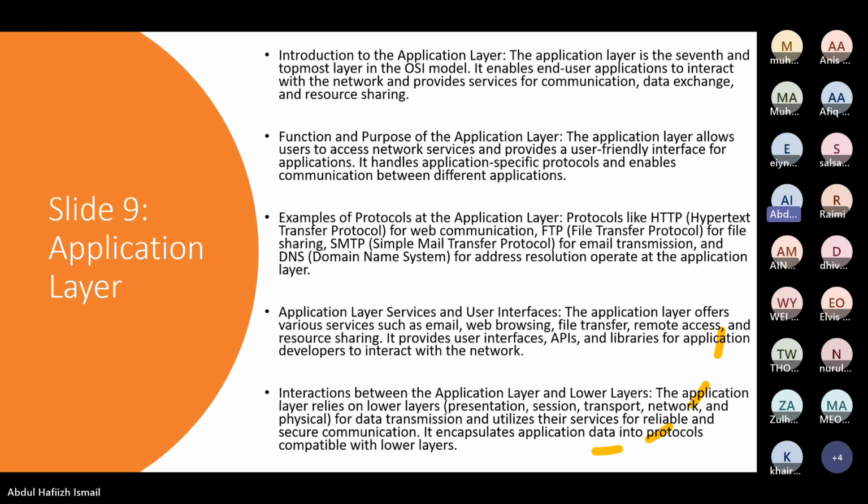So in order to facilitate reliable and secure communication, the application layer relies on the lower layers of the OSI model. It interacts with the presentation layer, session layer, transport layer, network layer, and physical layer for data transmission.